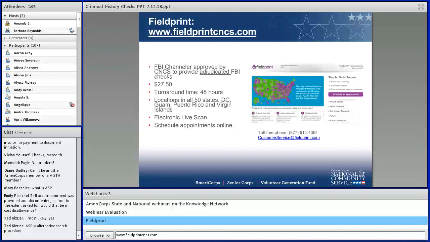The checks are $27.50, turnaround time is 48 hours. We get reports from them. This past month, I think in June, they did about 3,000 checks. 100% of them came back in 48 hours. I know they can do more than 3,000 checks. So if you are not using field print and you are facing a challenge in any way, use field print. It is a resource out there for you.